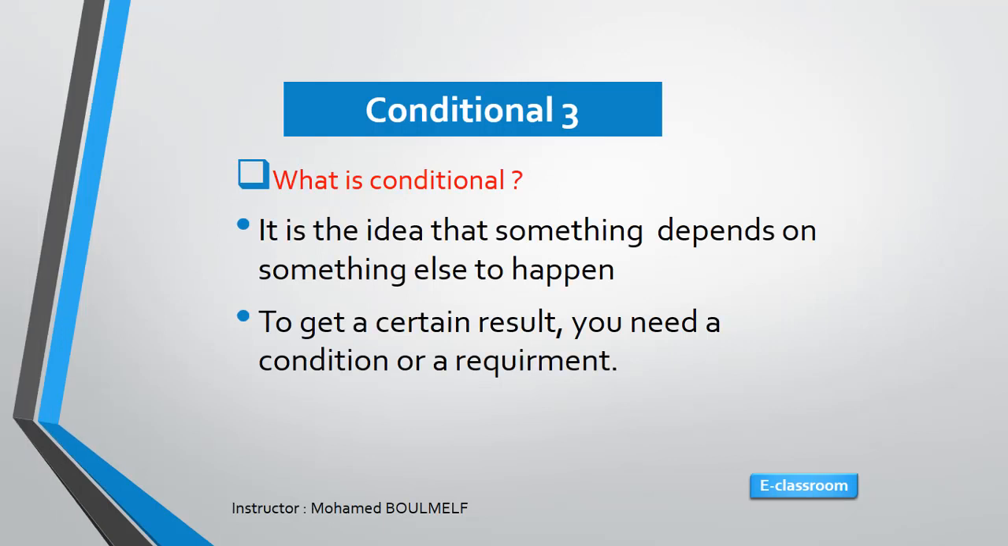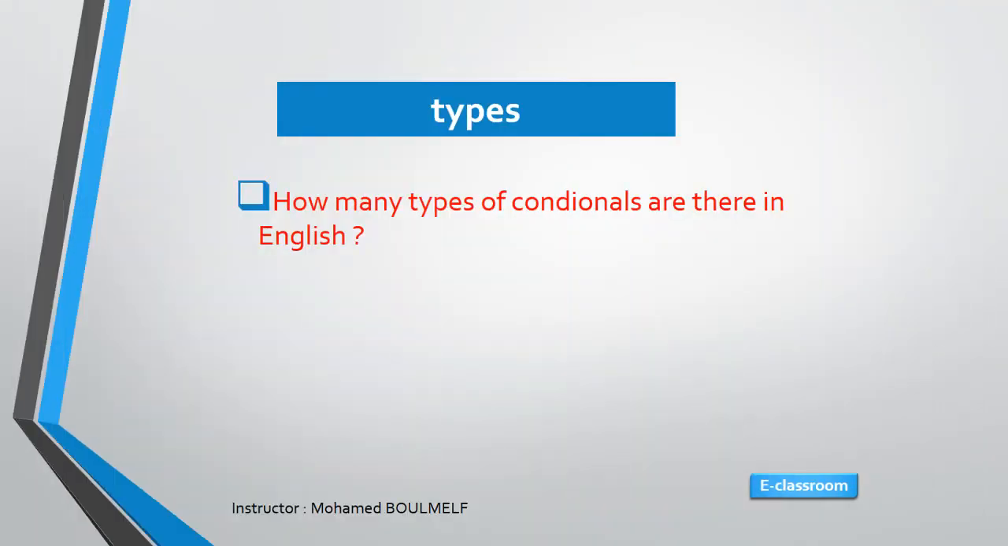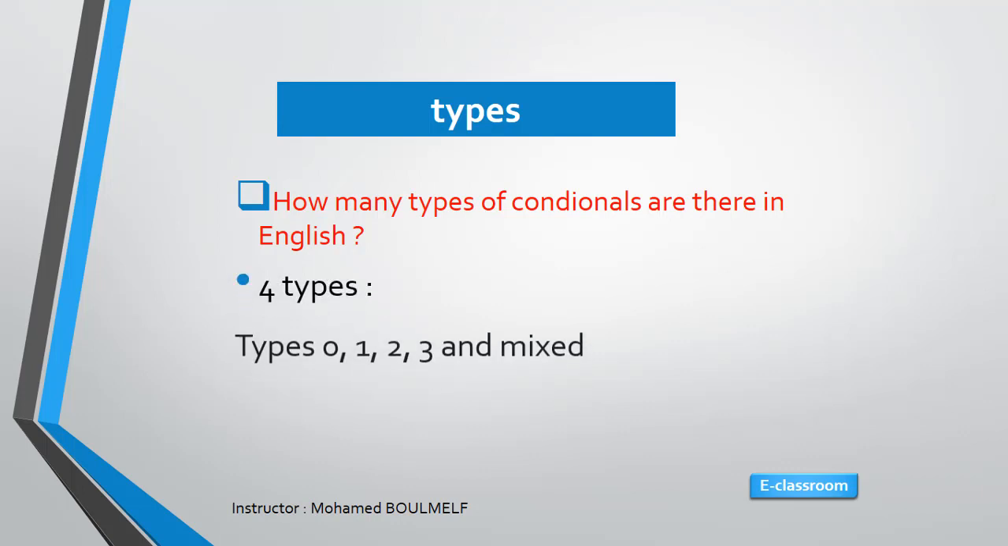Here we go. So what is a conditional? Conditional is the idea that something depends on something else to happen. To get a certain result, you need a condition or a requirement. Types. How many types of conditional are there in English? And how many types do you know, guys? Basically there are 4 types: 0, 1, 2, 3 and the mixed. But we're going to concentrate on type 3 because this is our main concern. So let's forget about conditional type 1, 0 and 2.